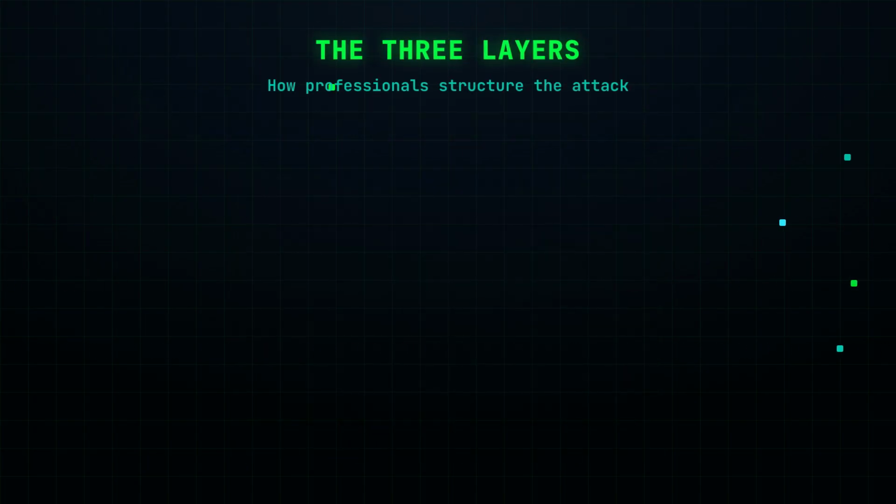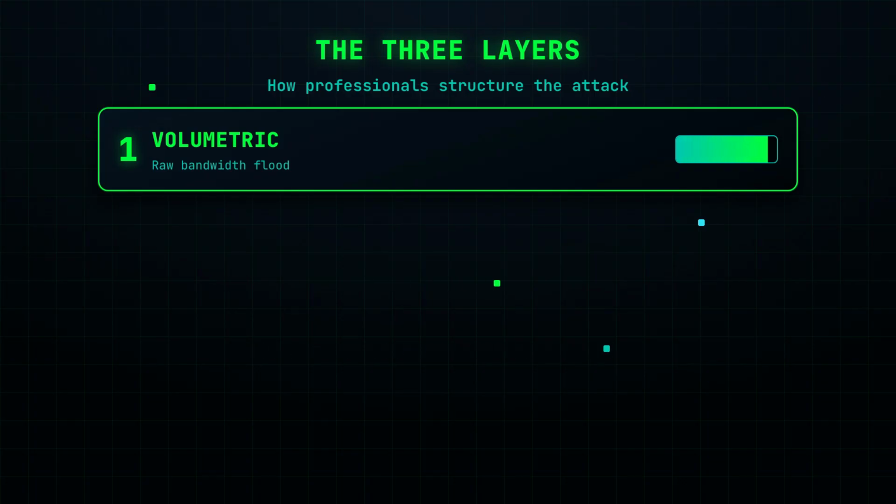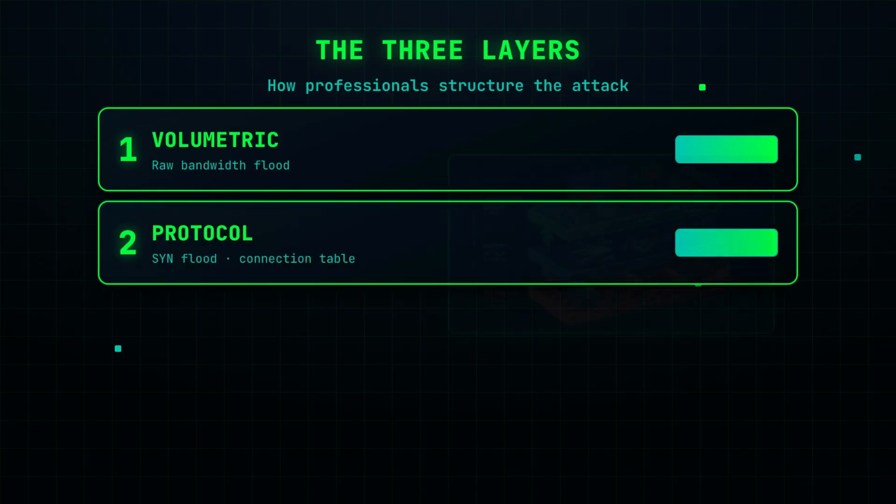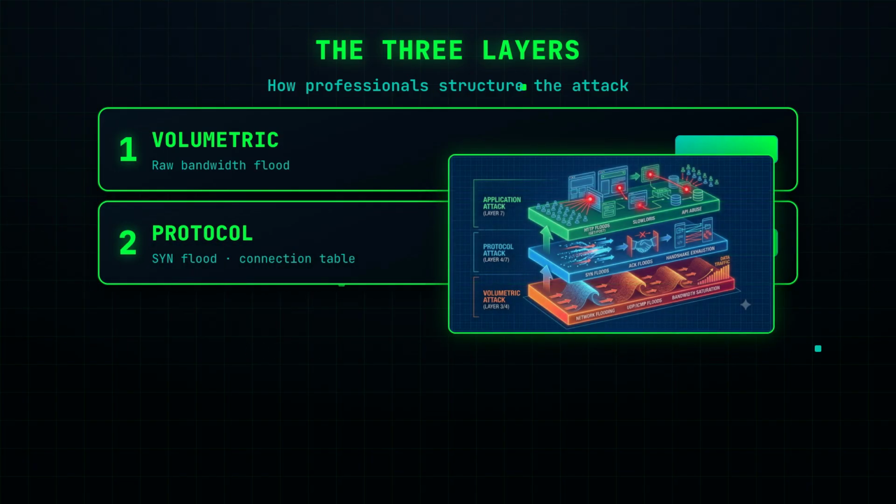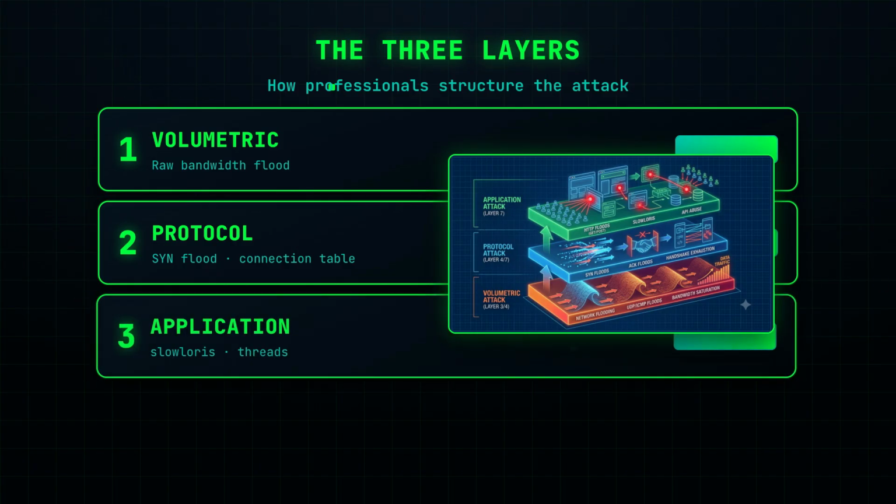Professionals think of a DDoS in 3 layers. Volumetric, which saturates the network pipe with raw bandwidth. Protocol, which exhausts the server's connection table with half-open connections. And application, which holds server threads open with slow, sneaky requests. Understanding the layers is how defenders beat them.